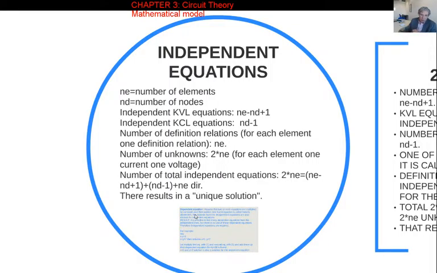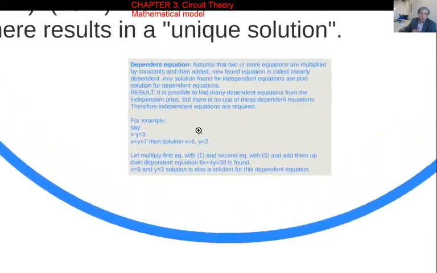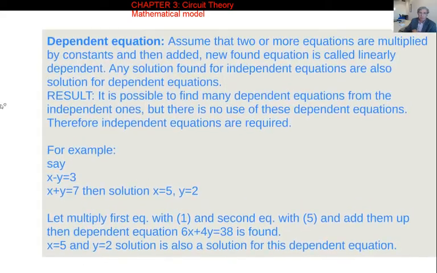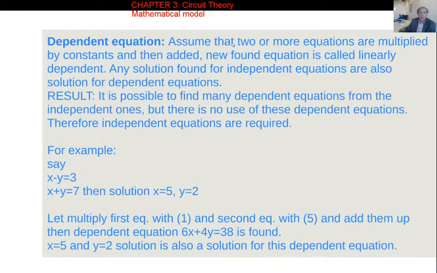So in this area, we can go into details. We will explain what a dependent equation is, as mathematical information for you. Assume that there are two or more equations, and that two or more equations are multiplied by constants and then added. The newly found equation is called linearly dependent. Any solution found for the independent equations is also a solution for the dependent equations. Result: it is possible to find many dependent equations from the independent ones, but there is no use for these dependent equations. Therefore, independent equations are required.